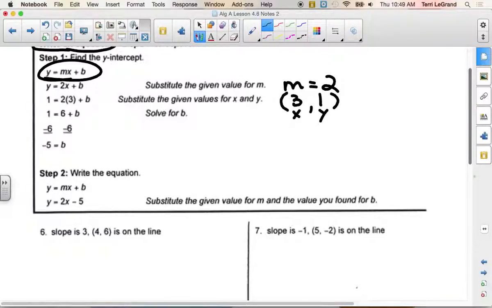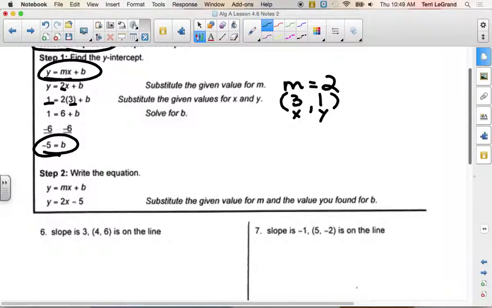So notice what they did. They put the slope in first. We're going to do it all at one time, though. They put the slope in for the m. Here they put the 3 in for the x, and the 1 in for the y. And then they had an equation to solve that we're familiar with solving. We already know how to do this, okay? And then after they found their b value, after they found what b is the what? Slope or y-intercept? The y-intercept.